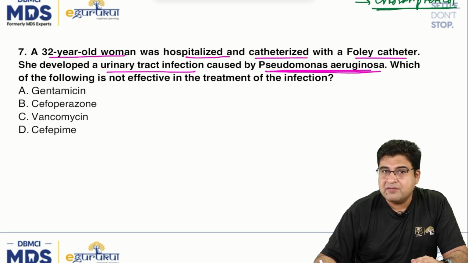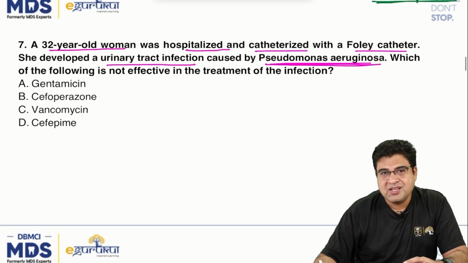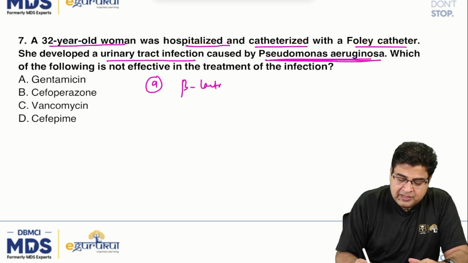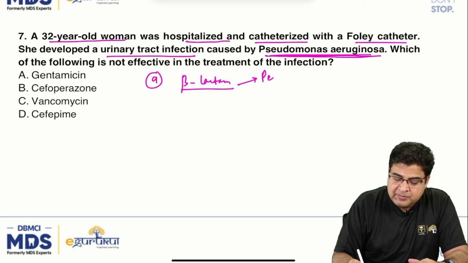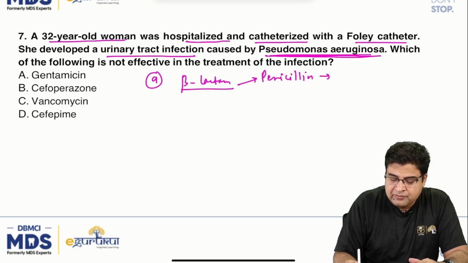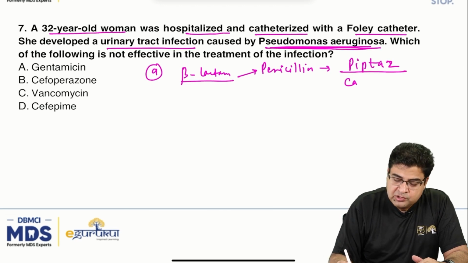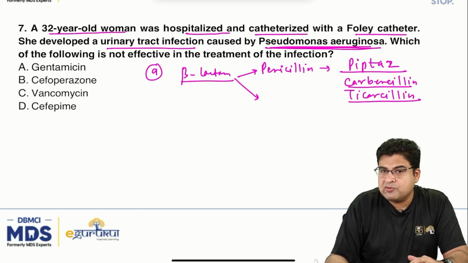Here, as a PG aspirant, you should know which medicines are useful for Pseudomonas. Number 1, we have beta-lactam antibiotics, which we use for Pseudomonas. In beta-lactam antibiotics, we have some penicillins given for Pseudomonas. Examples are piptaz, a penicillin that we use for Pseudomonas. We can use medicines like carbenicillin and ticarcillin. So carbenicillin and ticarcillin are the penicillins which are useful for Pseudomonas.